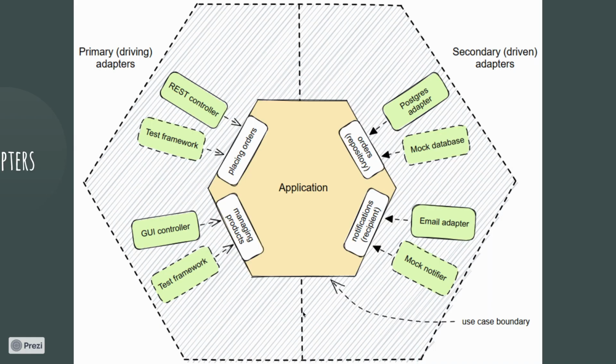As we have seen, some adapters invoke use cases of the application, while some others react to actions triggered by the application. The adapters that control the application are called primary or driving adapters, usually drawn on the left side of the diagram. The adapters that are controlled by the application are called secondary or driven adapters, usually drawn on the right side of the diagram. The distinction between primary and secondary is based on who triggered the conversation.